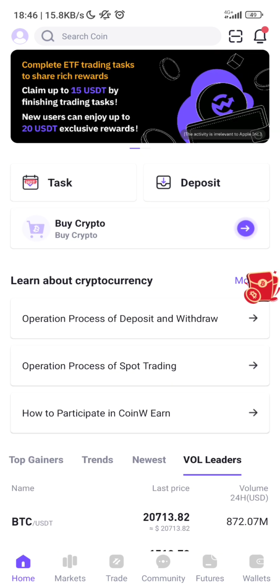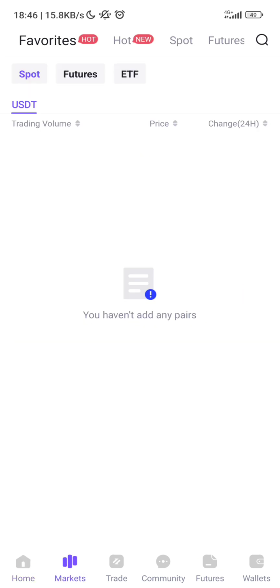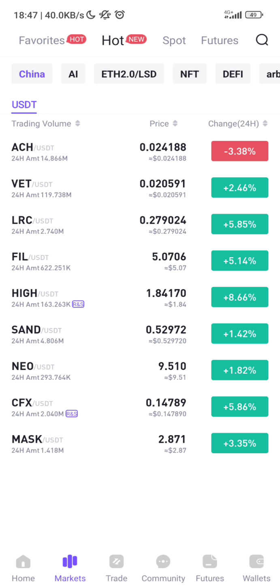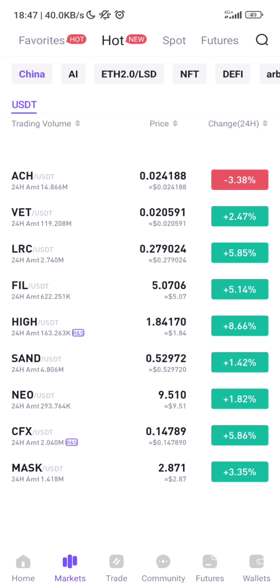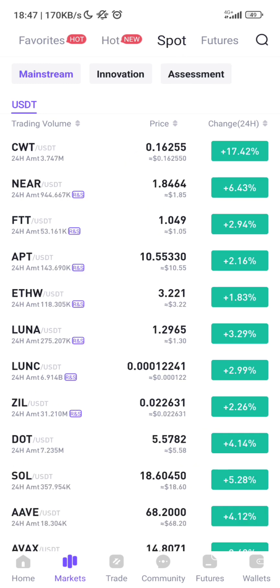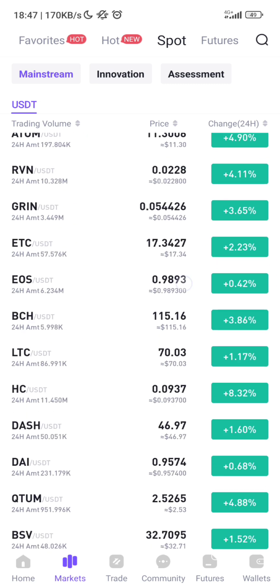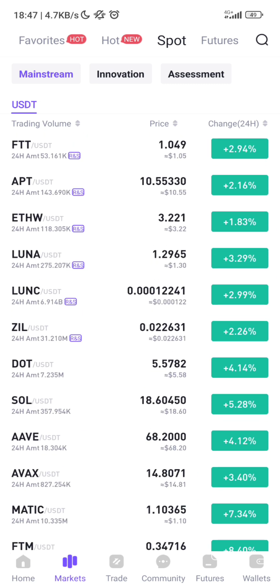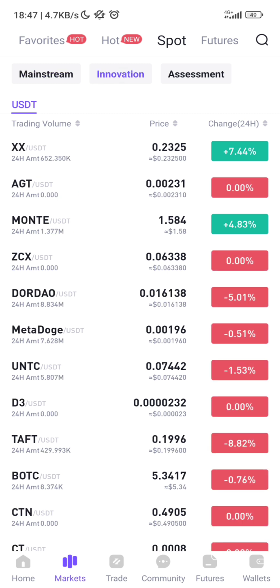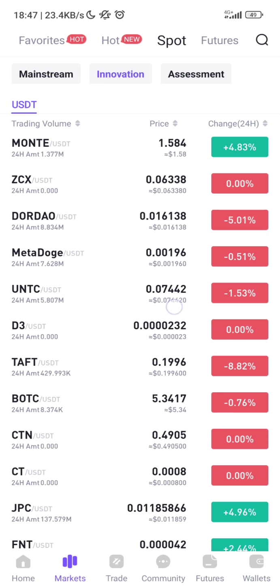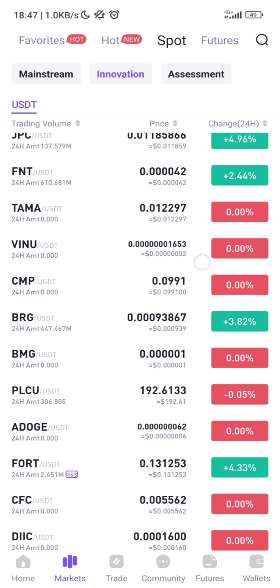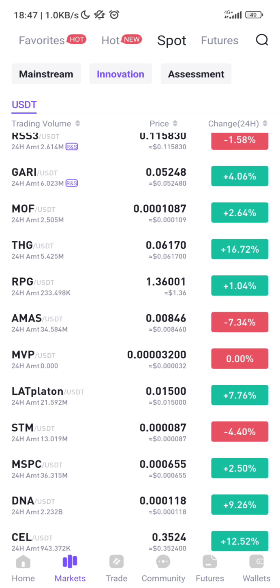So now the next thing you want to come to is the markets. It's similar to the home page, but here you have different options. This is the favorite option. Favorite shows you the coins you trade mostly, the ones you've started. So I want to come to spots. These are the spot cryptocurrencies on the exchange. For spots, you can see you have a lot of mainstream coins. We have innovation, like talk of AI, talk of metaverse, talk of something that has to do with technology. So these are the coins that have to do with technology.